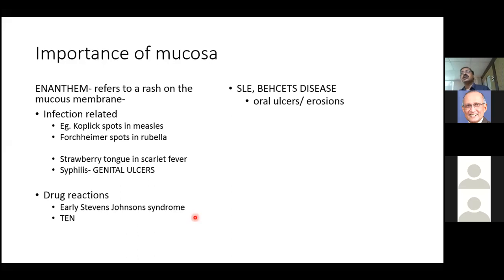I have to emphasize here the importance of the mucosa. When a rash develops within the mucosa, you call it an enanthem, right? An enanthem is most often related to an infection, but we don't say a drug-induced enanthem. We say more often infection-related enanthem. Certain clues may be there, for example, Koplik spots in measles. You know where to look for a Koplik spot. Forchheimer spots in rubella, or a strawberry tongue in scarlet fever, or even a reddened tongue in Kawasaki disease. You can get genital ulcers. That history may be there, that there was a genital ulcer earlier, which may be a clue why the maculopapular rash has developed right now.